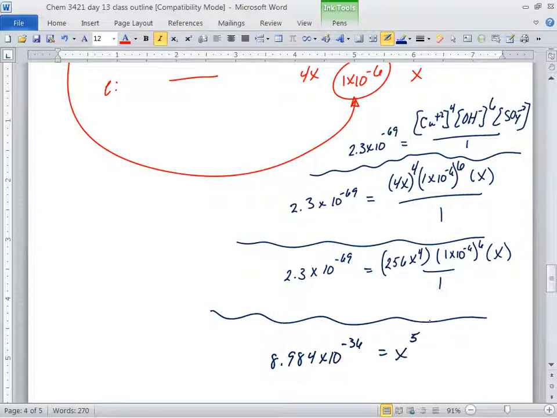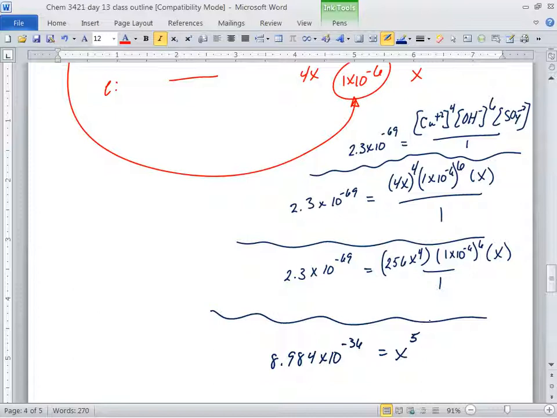So did anybody get that far? Monica, is this what you got when you had x to the 5th? Was it this number? Anybody get this number for x to the 5th? I want to make sure. Okay, good. So 2 of us got this, so this should be right. So at some point, you should get this far. You'll have x to the 5th equals some number. So I had to take that 2.3 times 10 negative 69, divide it by 256, and divide it by 1 times 10 negative 6 to the 6th power, and I got this. So far, everything on this calculator is straightforward.